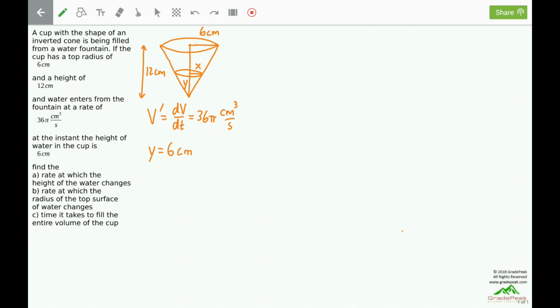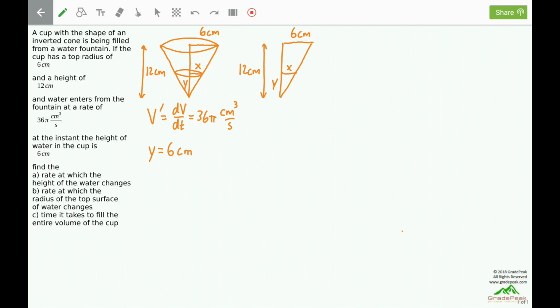We have a triangle within this cup. It's right here, which I'm going to draw to the side here so that we can investigate it a little bit closer. It has a 6 centimeter side, and it has a 12 centimeter side, but there's also a smaller triangle within it, the water, which has a height of y and a side of x.